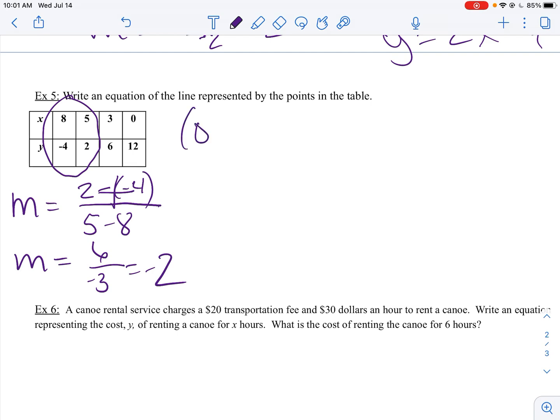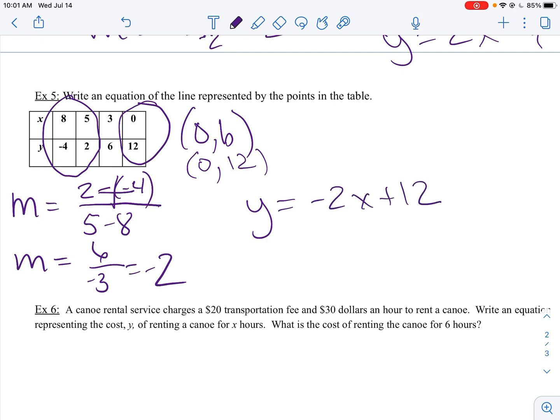Look, and remember, my y-intercept is in this form. Well, if you look carefully, that's this one right here. The x value is 0, the y value is 12. So I just plug it in: y equals -2x plus 12.